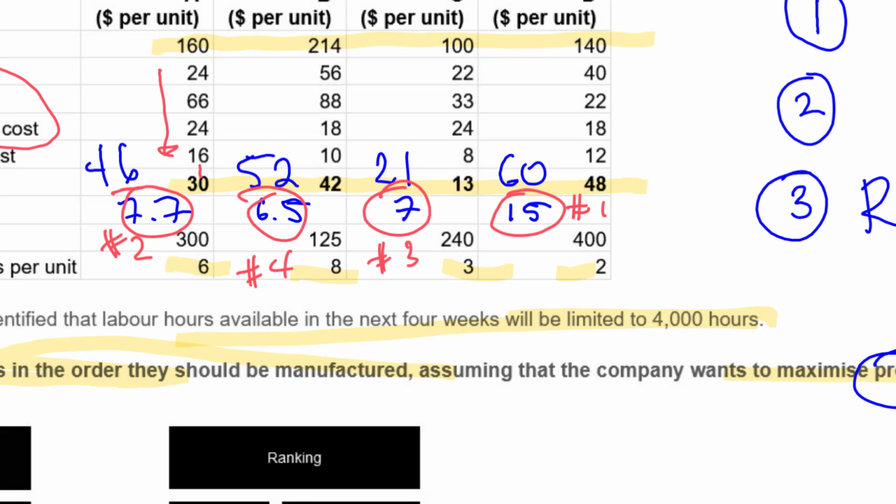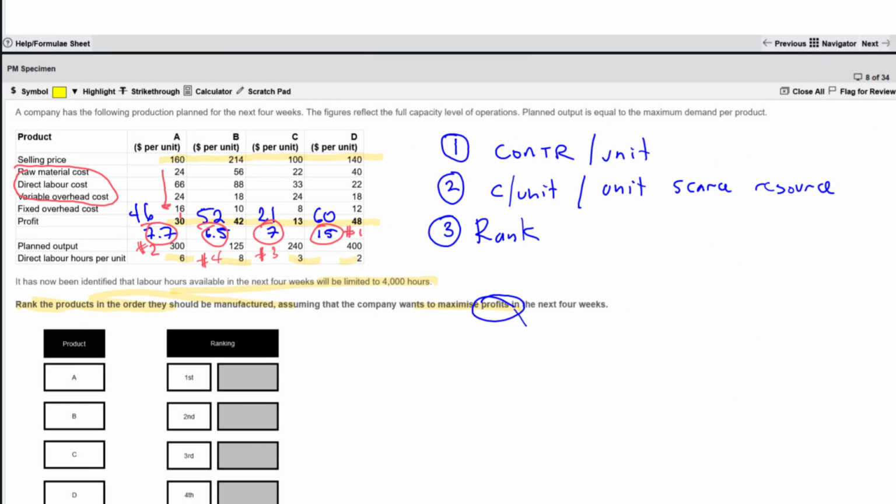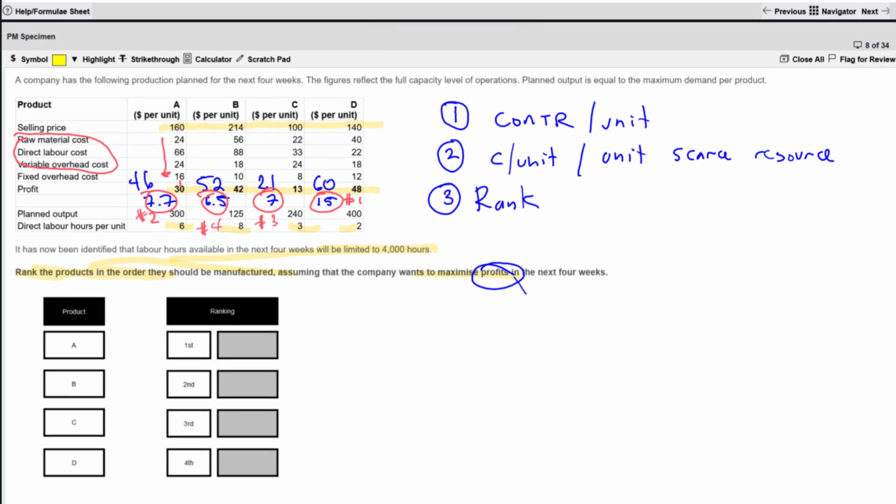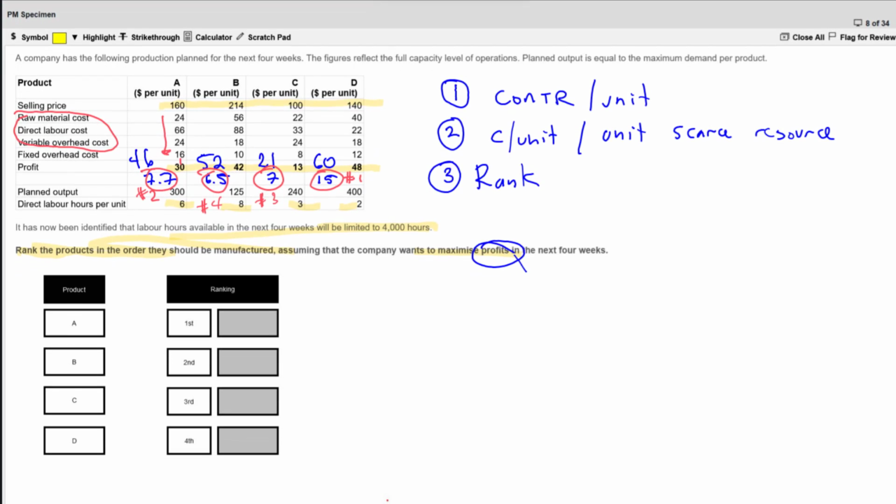So of course in the exam, we'll need to do the dragging and the dropping. D goes to 1. A goes to 2. C goes to 3. B goes to 4. There you have it. Question 8. Not too bad.